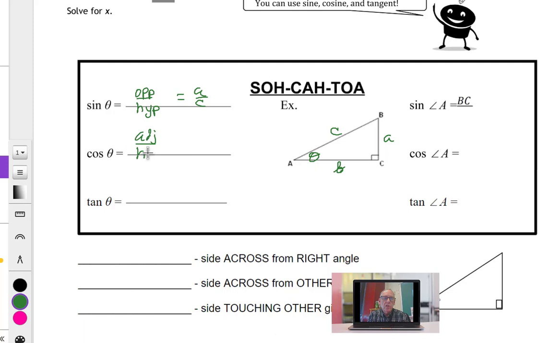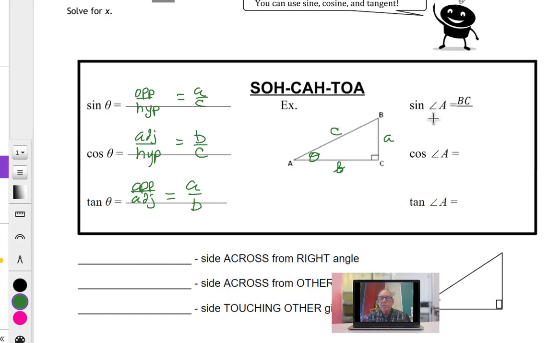For cosine, it's defined as adjacent over hypotenuse. In terms of theta being the reference angle, cosine is the adjacent side, which is B, over hypotenuse, which is C. And tangent is defined as opposite over adjacent. In relation to theta, the opposite side is A, the adjacent side is B. So you get A over B.